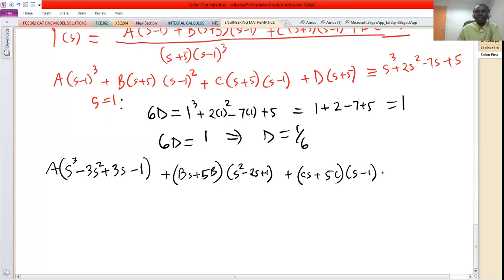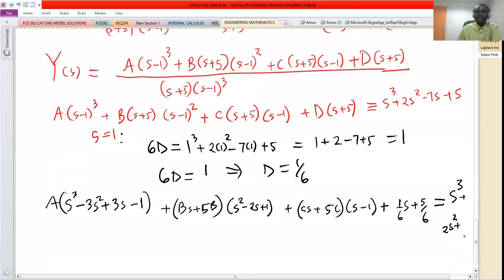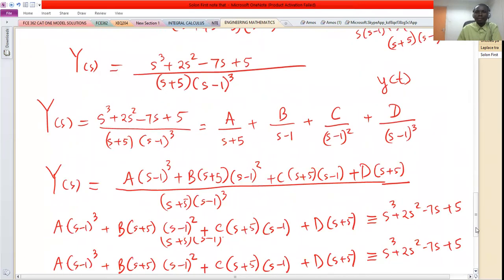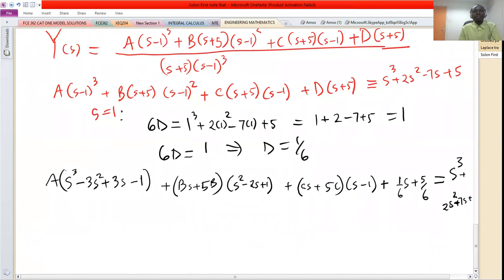And then this I've already gotten as 1, so 1 over 6 s plus 5 over 6. And then you equate it to s cubed plus 2s squared minus 7s and then plus 5. And then after opening the bracket, you'll be comparing the coefficients of the cubed terms.